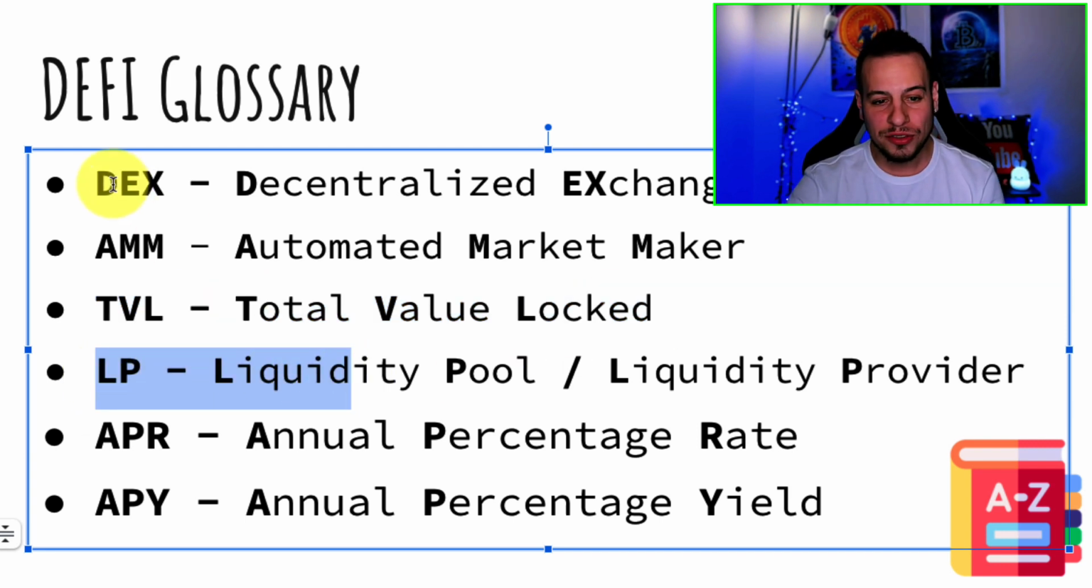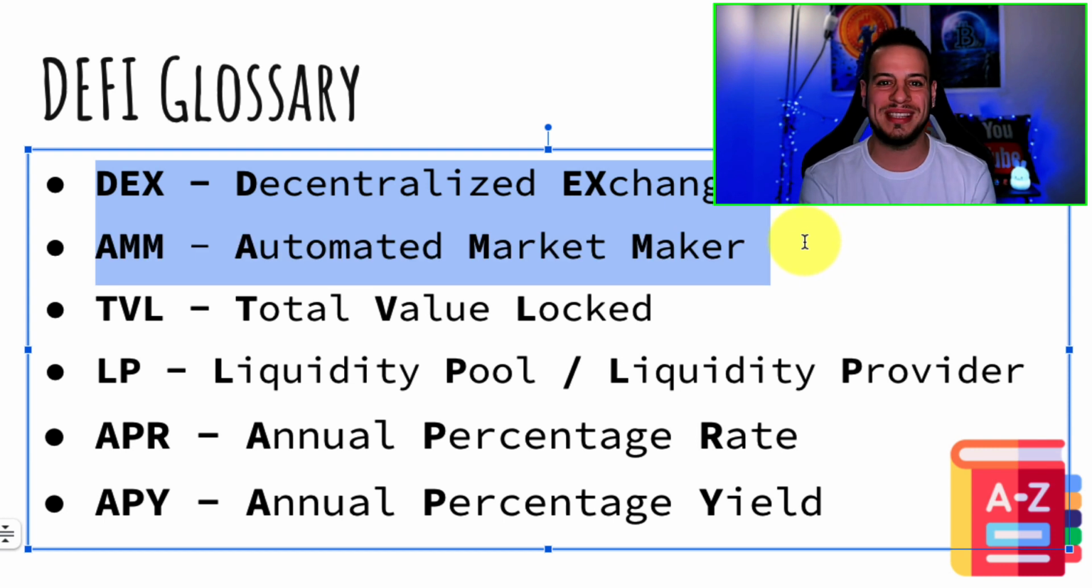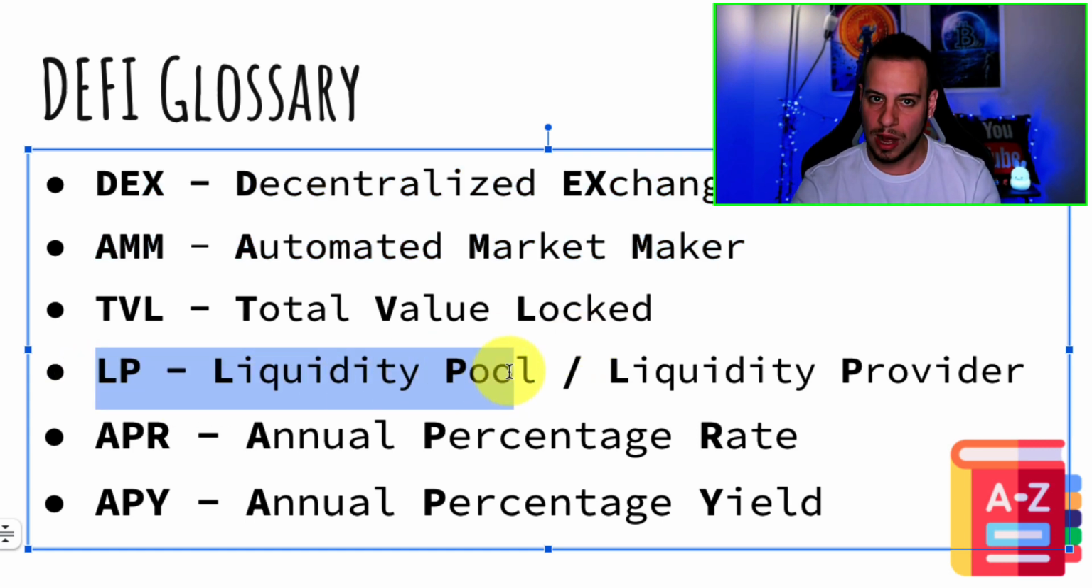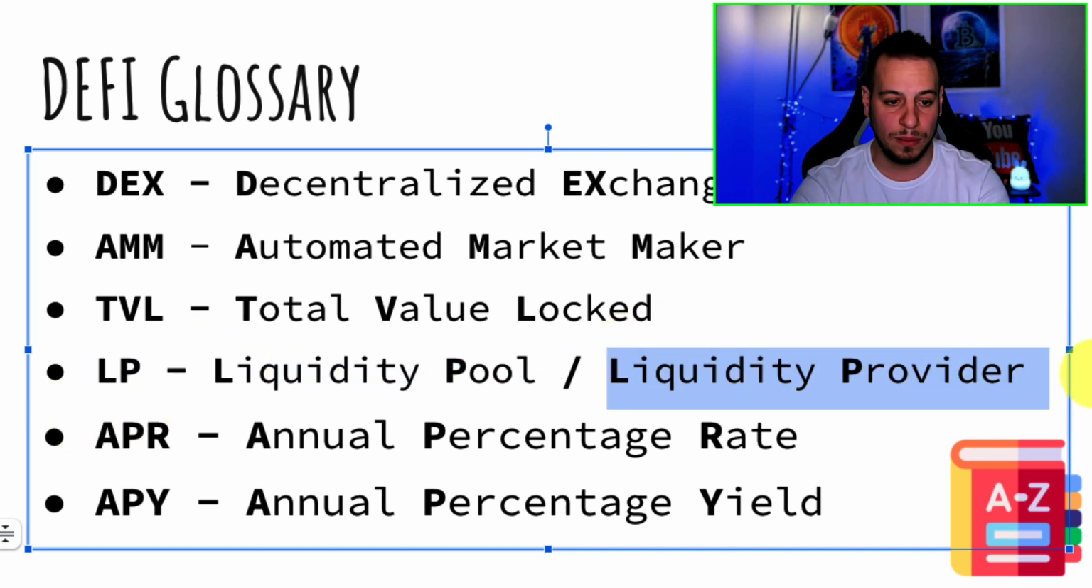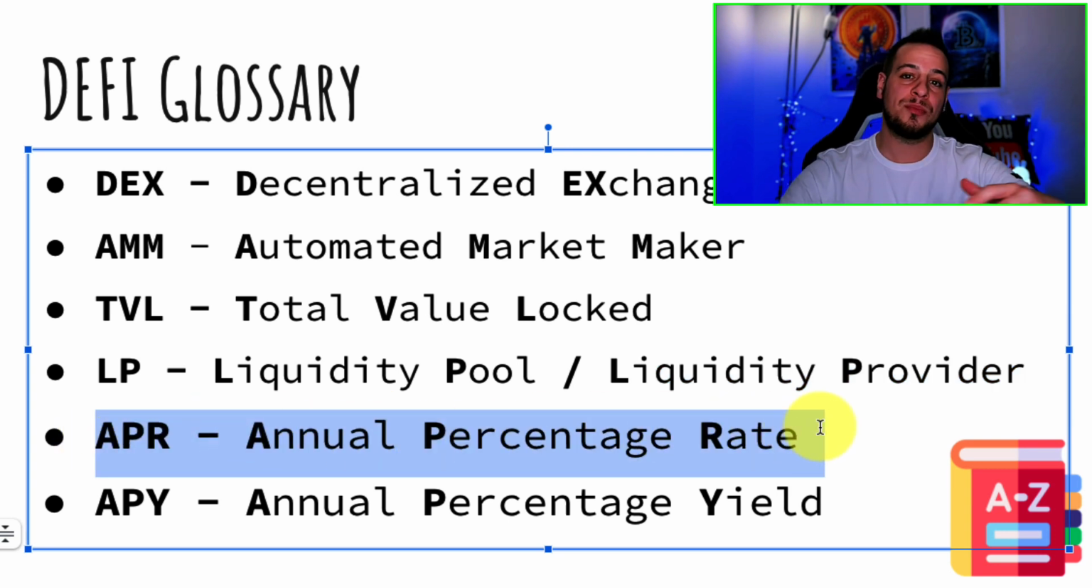LP, liquidity pool. So in order to fuel all these kinds of DEXs and automated market makers, people need to add liquidity for particular tokens. So in order to swap, let's say, change Ether for dollars, I need the robot, the smart contract, to hold Ether and dollars. So there are people who add this liquidity and get incentivized to do it by rewards. So this is liquidity pool, LP, or liquidity provider.